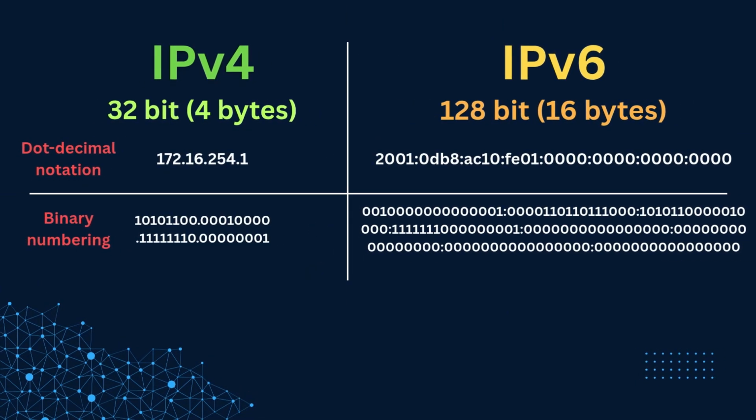IPv4 is the fourth version of the Internet Protocol and is still widely used today. It uses 32-bit numbers and is written as 4 numbers separated by dots, with each number ranging from 0 to 255. IPv6 is the newer version of the Internet Protocol, developed to replace IPv4 due to the limited number of available addresses. An IPv6 address uses 128-bit binary numbers, written as 8 groups of hexadecimal values separated by colons. This allows for a vastly larger number of unique addresses.